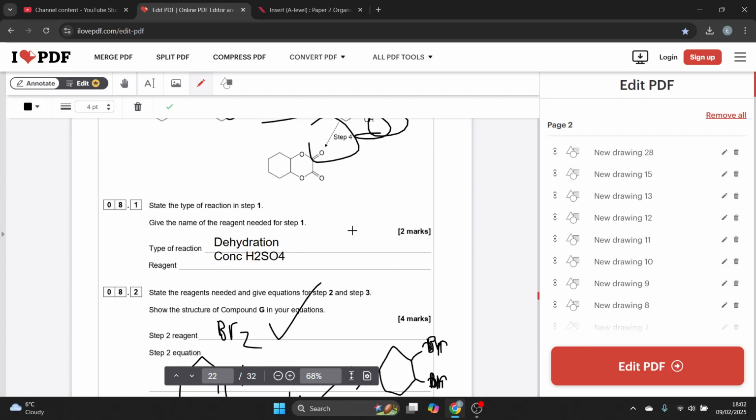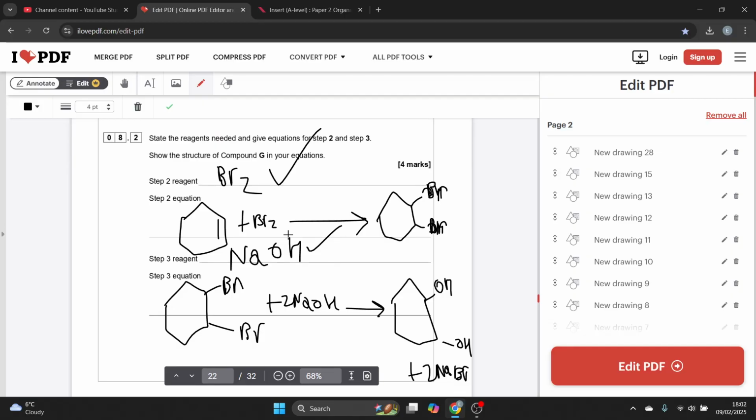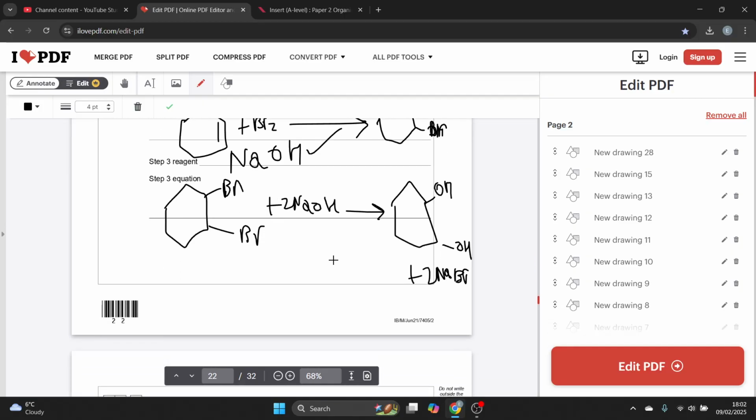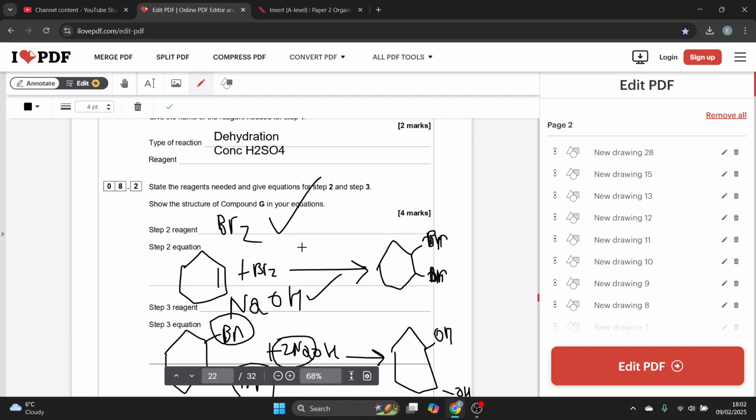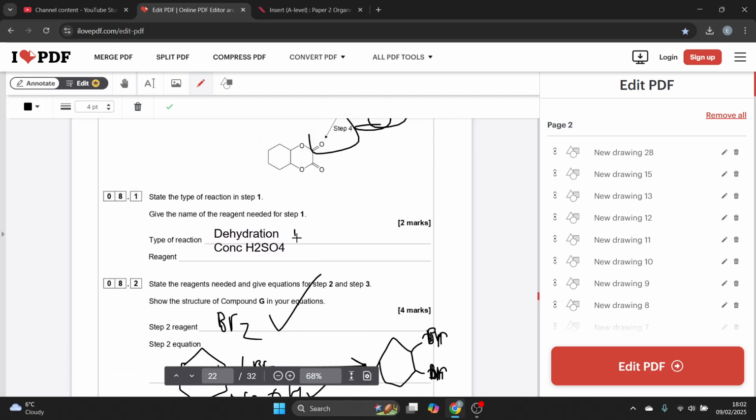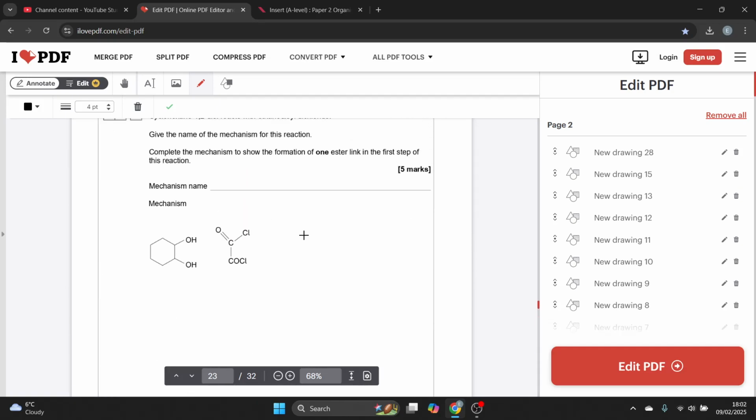Well, it's a nucleophilic substitution. I'm just replacing the Br with the OH group. Then you do that, 2 NaOH because I've got 2 Brs, and then remember to balance out these two and these two, 2 NaBr, and then you've got your OH. Br2, sodium hydroxide, dehydration, concentrated H+.